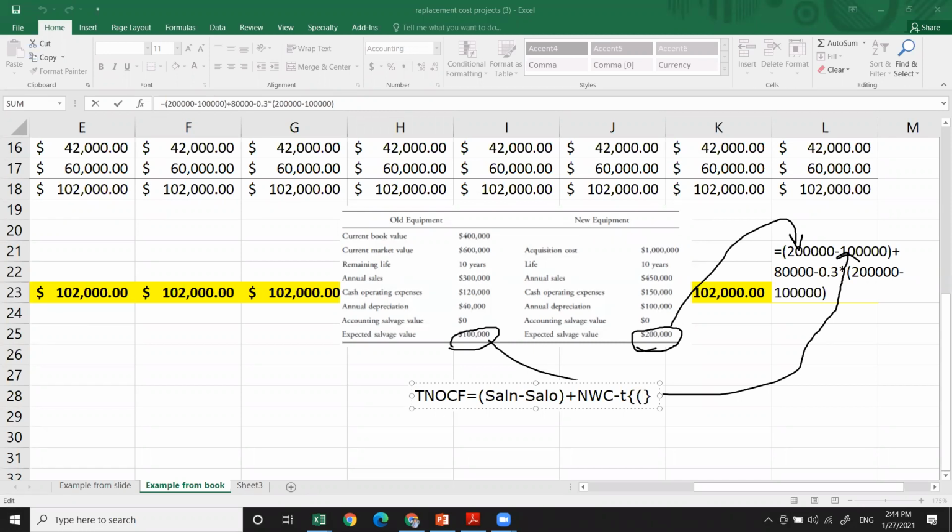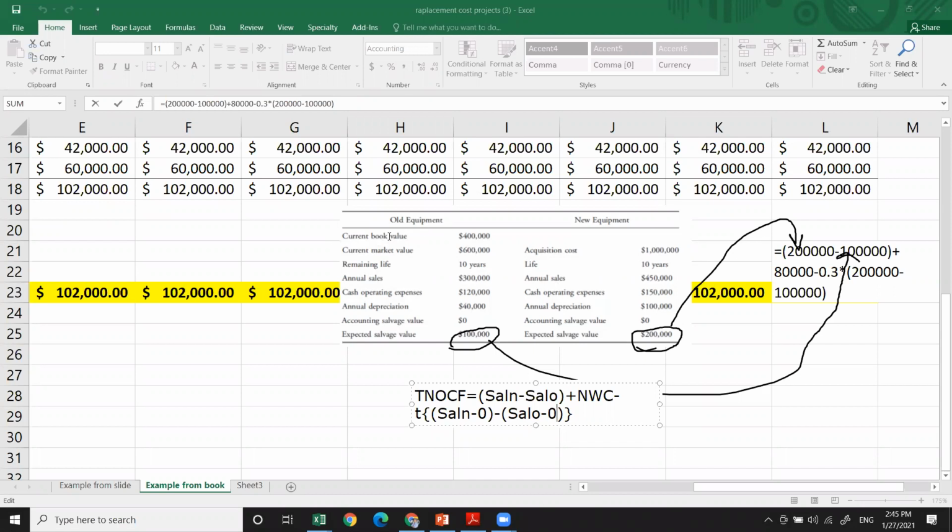So in here, salvage value new minus book value new, minus salvage value old minus book value old. End of the year, guys. This is the end of the year of the project. In both cases, the book value will be equal to 0, because in both cases our depreciations are straight line methodology, and as you can see there, the book value is not given at the end of the year.